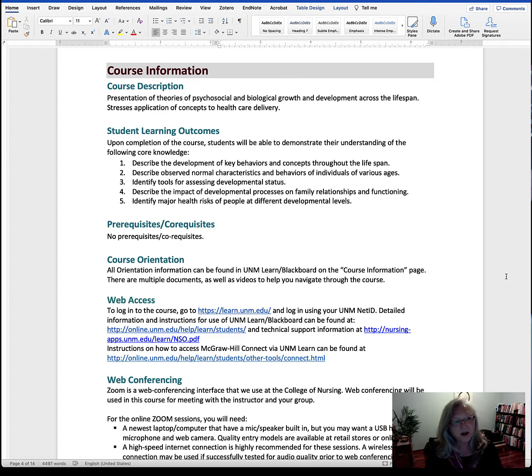You will have 5 learning outcomes. I expect you to take a look at these. I want you to be able to describe the development of key behaviors and concepts throughout the lifespan, to describe observed normal characteristics and behaviors of individuals of various ages, identify tools for assessing developmental status, describe the impact of developmental processes on family relationships and functioning, and finally to identify major health risks of people at the different developmental levels. This is a foundational course for you. This is knowledge that you are expected to have when you go into your other healthcare courses.